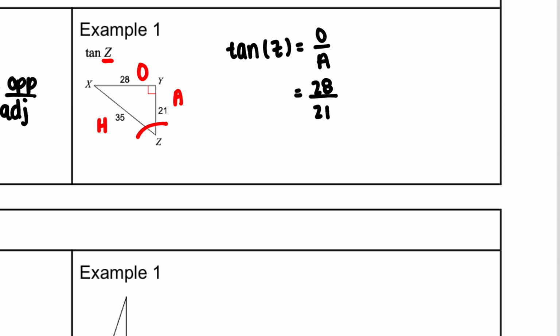You can use the button above the 7 on your calculator. You can do it by hand. This does reduce down, and it ends up being 4 over 3. So tangent of Z is 4 over 3. When we ask you for a reduced ratio, we're asking you for this fraction.